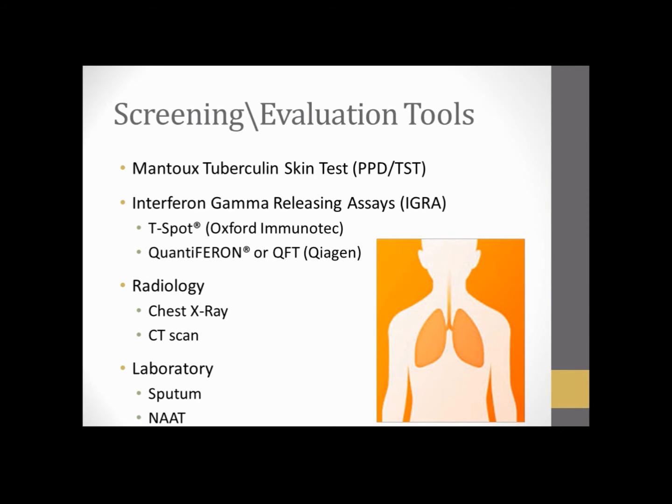Screening and evaluation tools, we have the Mantoux tuberculin skin test, also referred to as PPD or TST. Interferon gamma releasing assays, also referred to as IGRAs or IGRA. The two different types of IGRAs are T-spot and quantiferon or QFT. We have radiology, so we do chest x-rays and CT scans. And laboratory, we have sputums and NAT.